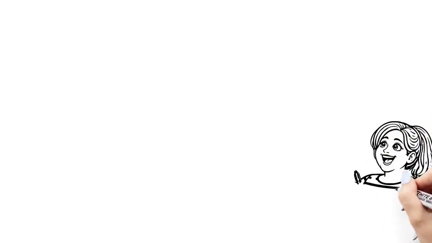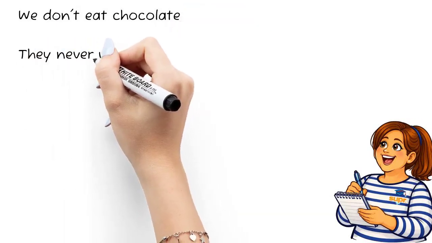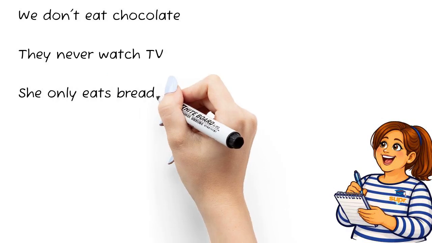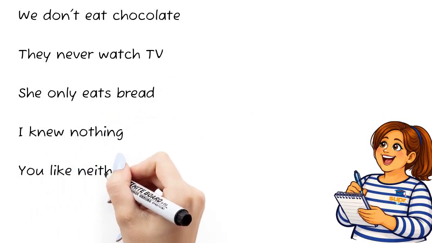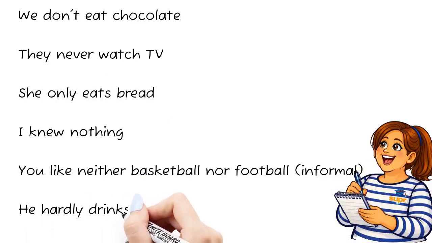So now it's to you to have a practice. See if you can work out how you would say the following in French. We don't eat chocolate. They never watch TV. Jenny eats bread. I knew nothing. That's a past tense. You like neither basketball nor football in the informal, and he hardly drinks water. Feel free to pause the video here while you have a little think or write them down.